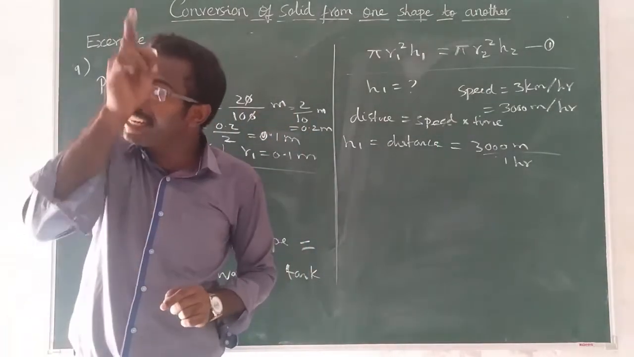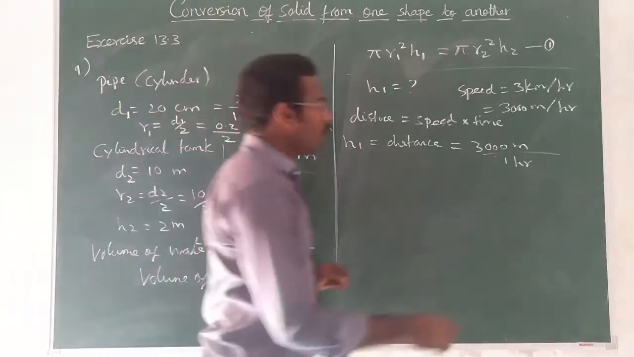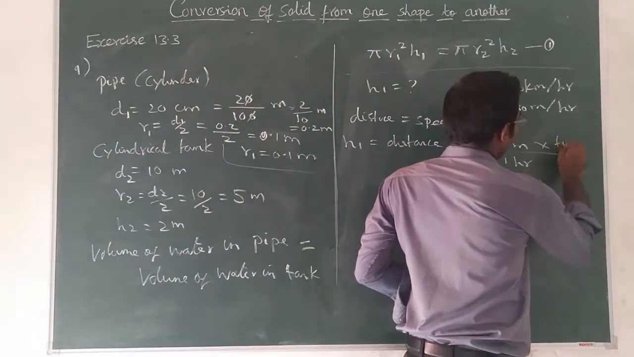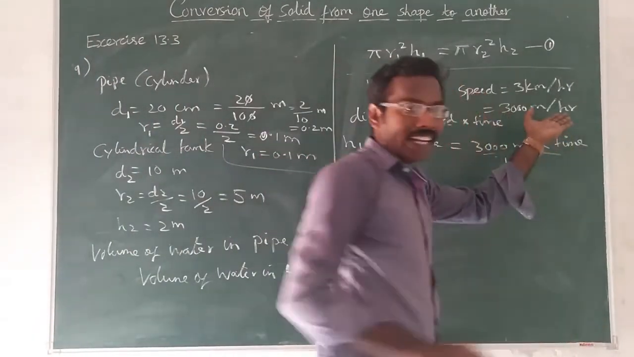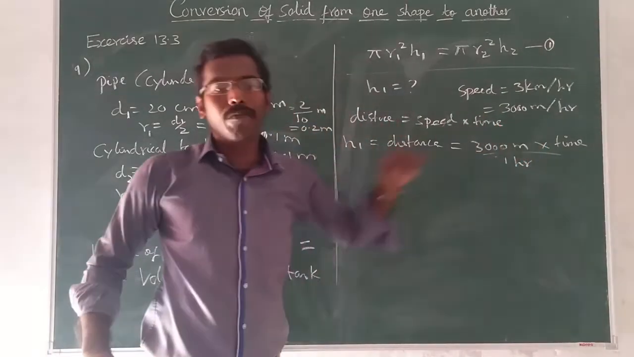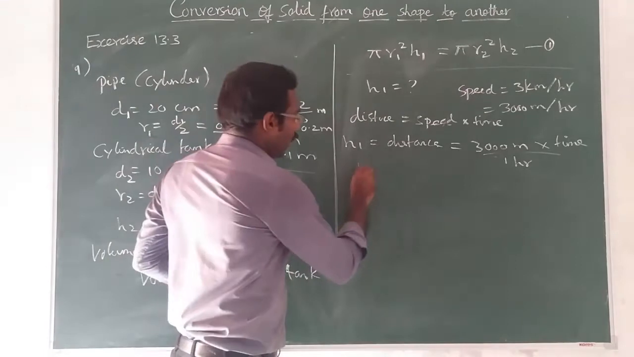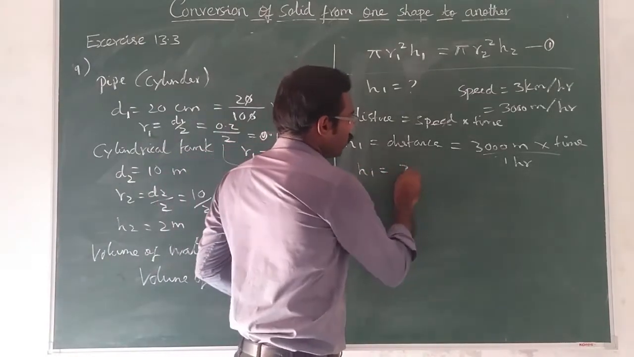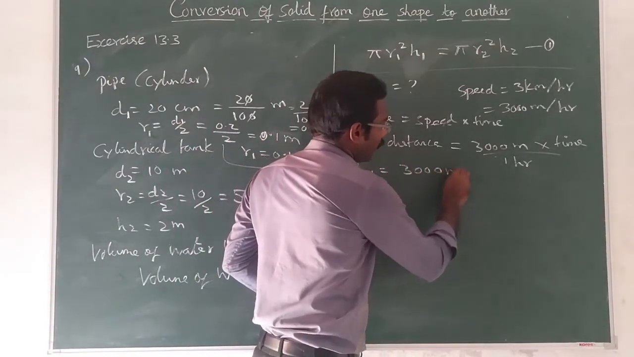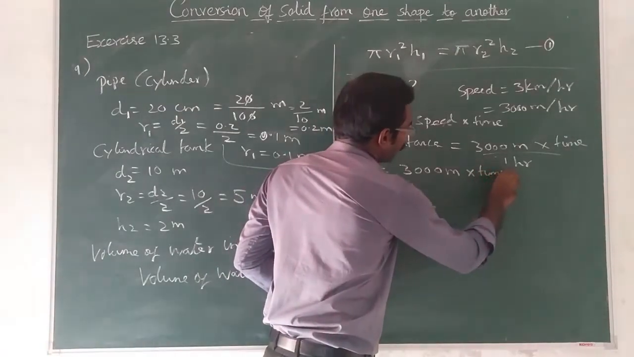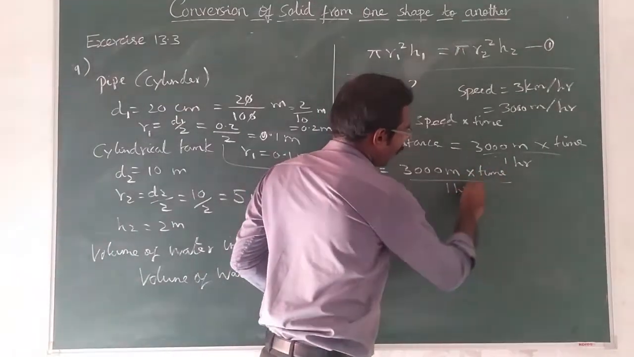In the question we need to find the time. Therefore keep the time as time only, or you can simply take it as t. No problem. So now h1 is equal to 3000 meter into time divided by 1 hour.